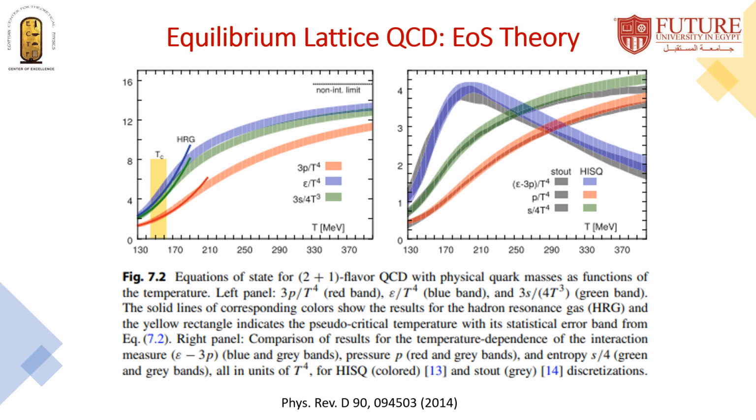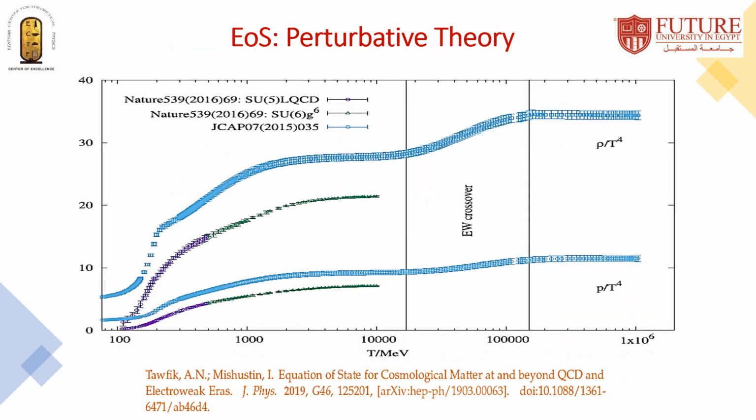On the right-hand side, you can see the interaction measure, the quantity epsilon minus 3p, normalized to T to the power 4. You can see that even at high temperature, twice or even 3 times the critical temperature, we still have interaction in our system. It means that the system in lattice QCD is below the Boltzmann limit. Nevertheless, people using the thermal model and so on use Boltzmann statistics.